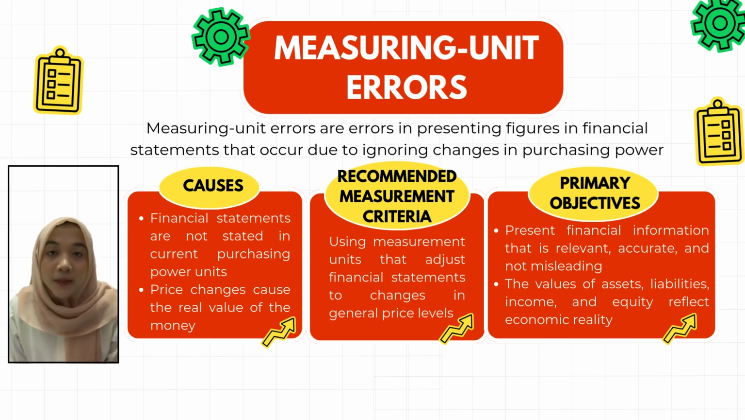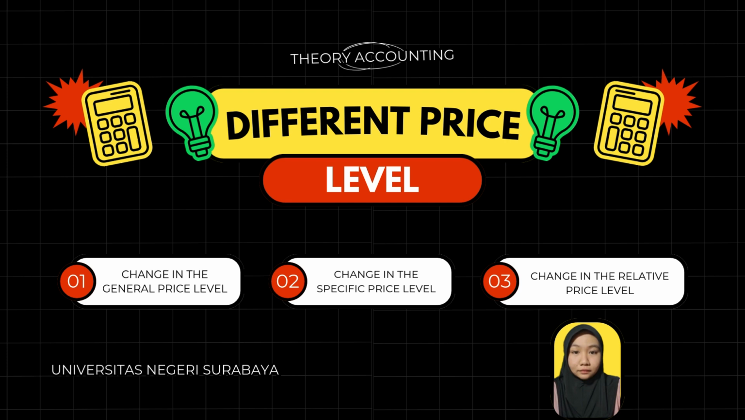And then the primary objective of unit errors. The objective of avoiding measuring unit errors are to present financial information that is relevant, accurate, and not misleading, especially in economic environment experiencing inflation or deflation. And the second one, ensure that the values of assets, liabilities, income, and equity reflect economic reality, not just historical records that can mislead decision making.